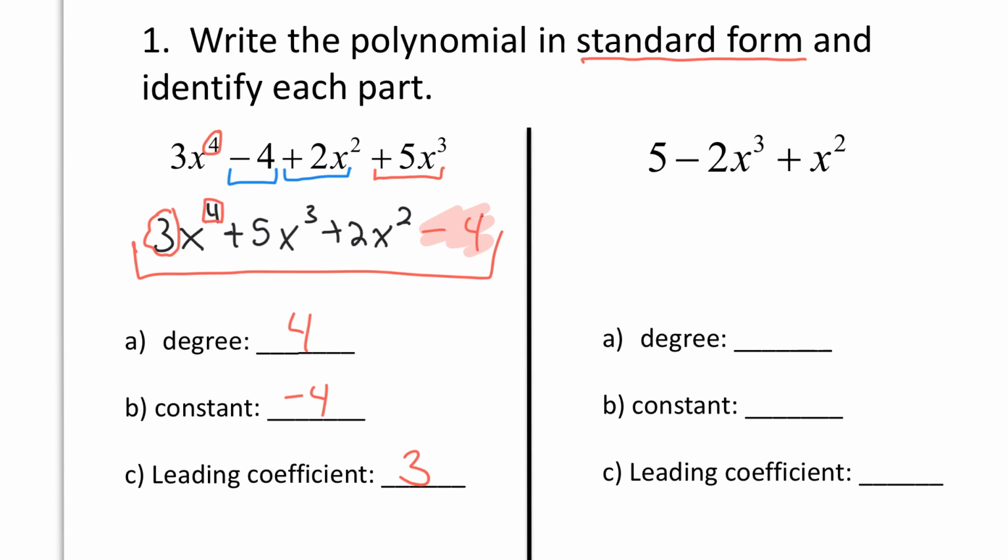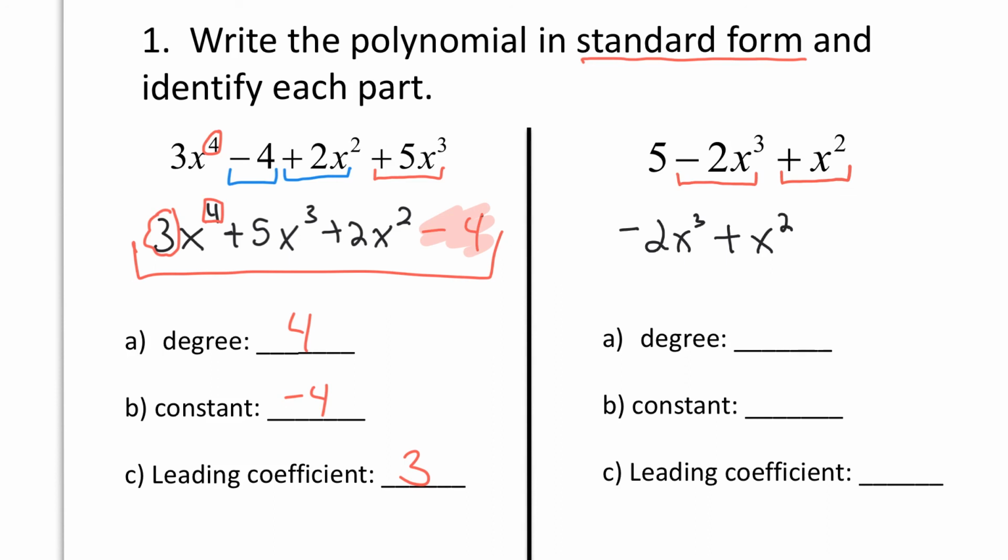Now the next one, you have 5 minus 2x cubed plus x squared. So I'm looking at the x's, and the highest exponent is 3. So I'm going to take this term, and notice it is a minus 2x cubed. So I'm going to have to keep the minus with the 2. You always keep the signs. So there's a negative 2x cubed. This one here goes first. And when you count down, 3, 2 is the next one. So the next term should be the x squared, and it is positive, plus x squared.